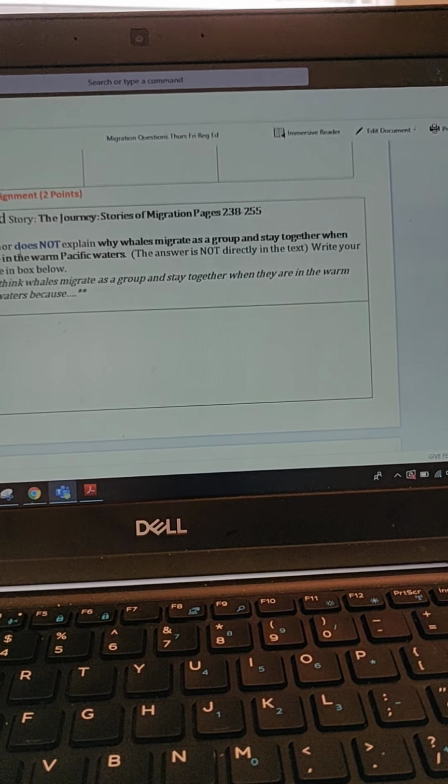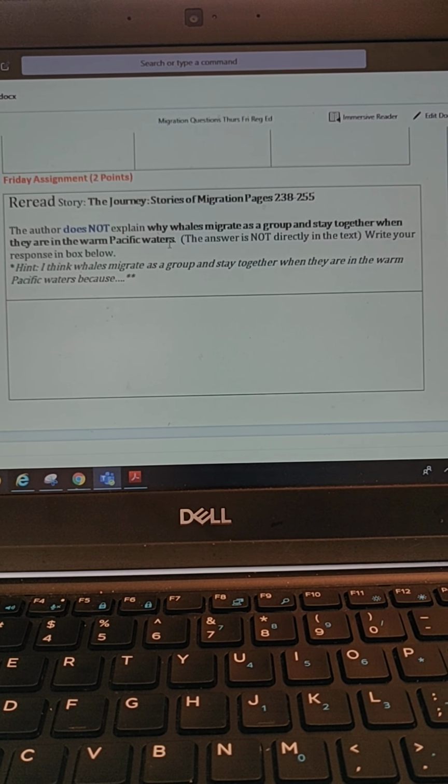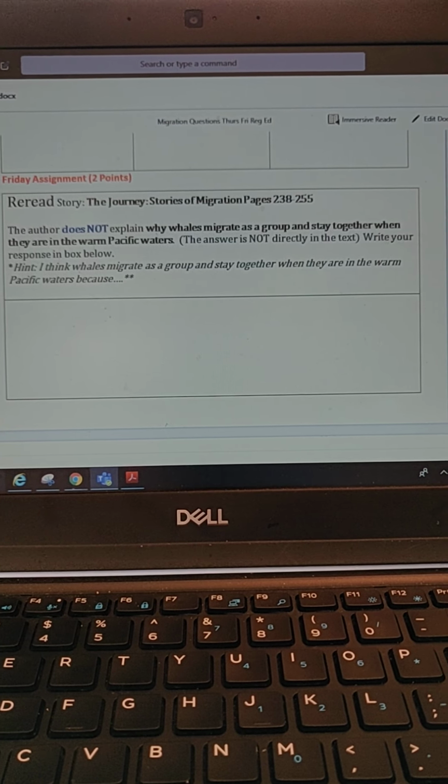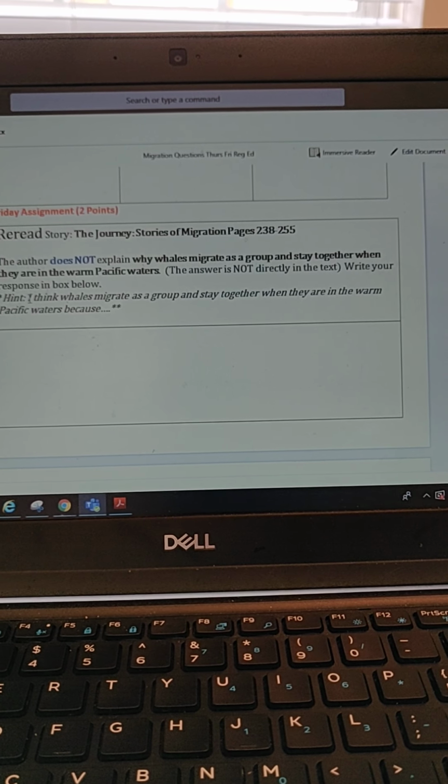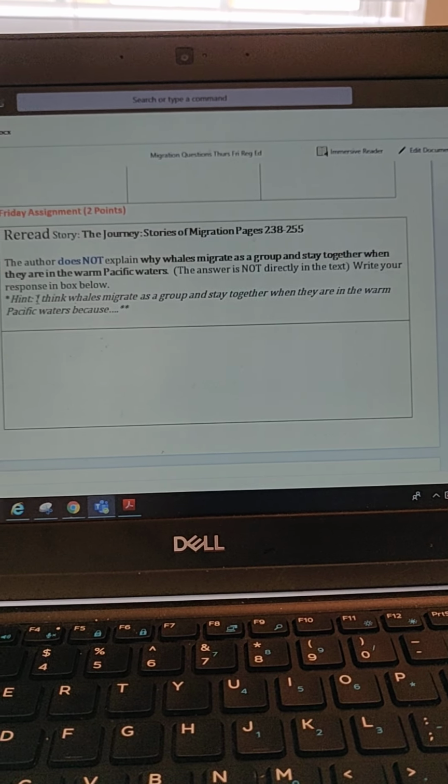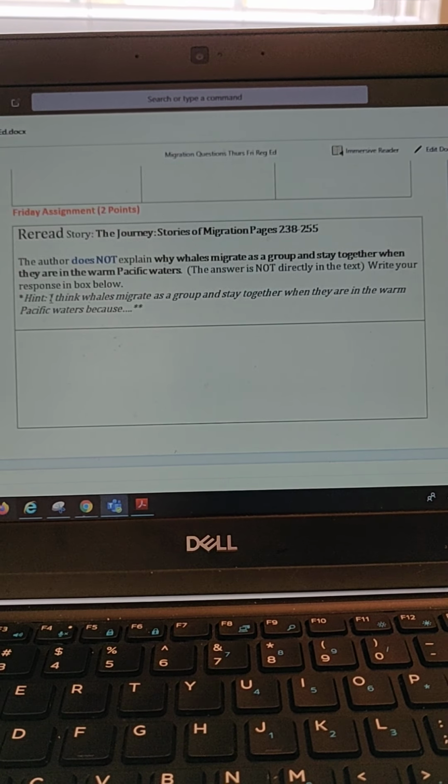Reread the story. The author does not explain why whales migrate as a group and stay together when they're in the warm Pacific waters. This answer is not in the text. You're going to write what you think. So in your opinion, you think whales migrate as a group and stay together when they're in the warm Pacific waters because... Okay? Give me about, let's say, 2 good sentences that make sense. Remember, this is not found in the text. It's something that you have to make an inference for.